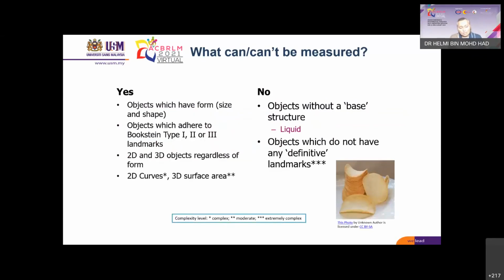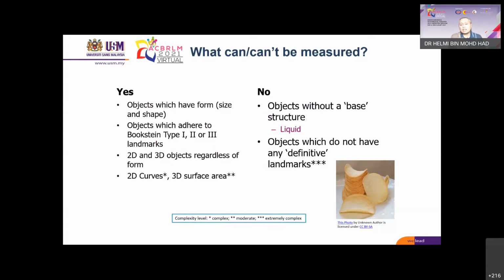Also, what cannot be conducted with geometric morphometrics? Basically, almost all 3D objects and 2D objects can be measured with geometric morphometrics. The only thing which cannot be measured is liquid. Because liquid doesn't have a fixed structure, you cannot measure it. But if you have a cell with a cell wall, and the shape is always similar for that kind of cell, then you can measure.